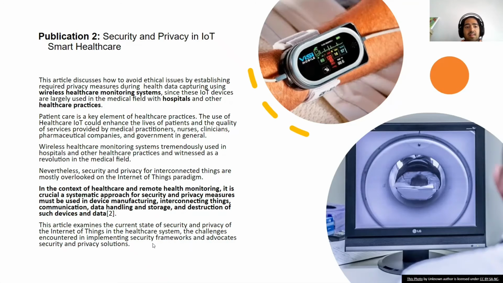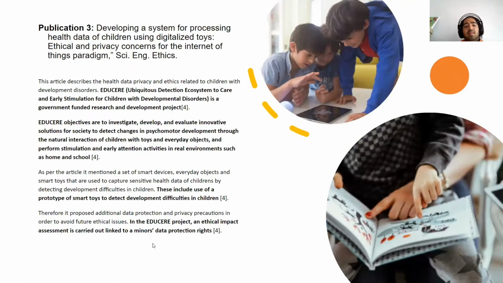And my third publication is on a different topic that's also related to healthcare. In this article, it mainly considers smart devices and smart tools which help to track health data. It's mainly related to health data of children with development difficulties. These children couldn't communicate properly. So in that case, they use a set of smart devices, kind of toys, to track their development difficulties and symptoms and kind of disease symptoms.